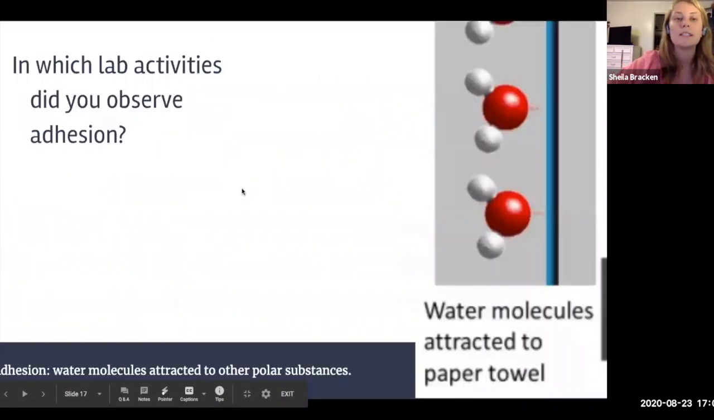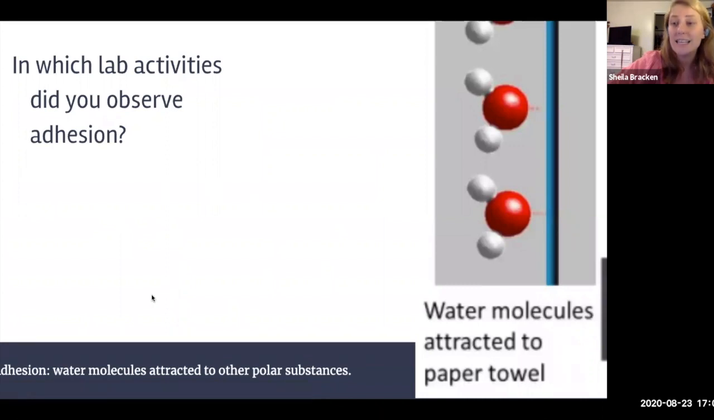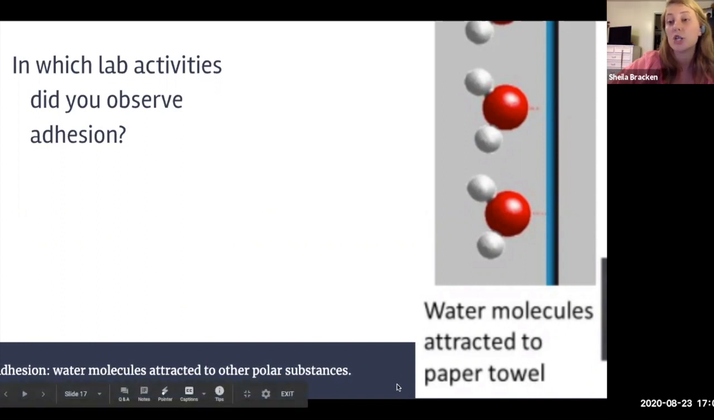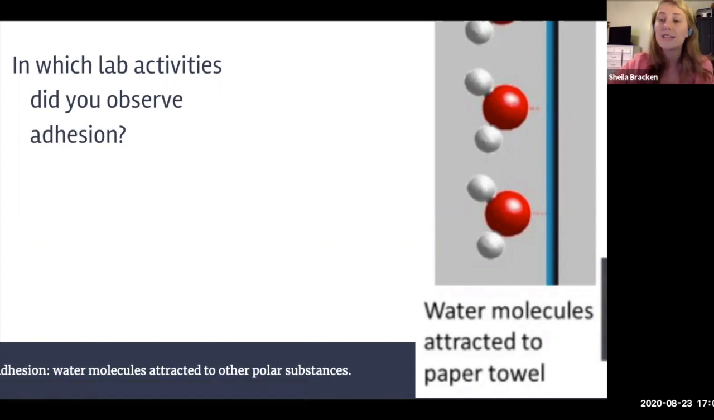So in which lab activity did you observe adhesion? Adhesion, remember, is water molecules attracted to other polar substances, so other charged substances. The reason that the water did not adhere to the wax paper is because the wax paper is made out of what we call lipids, right? They are not polar. It is not polar. It is not a charged surface. So the water easily slid off and around the wax paper.